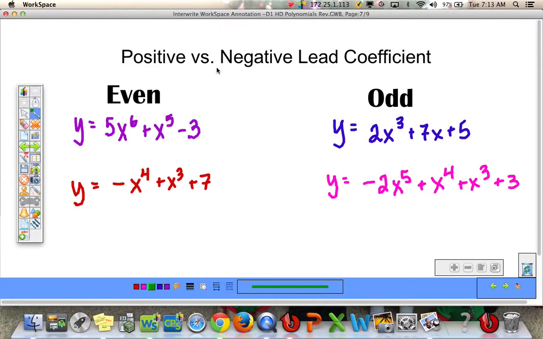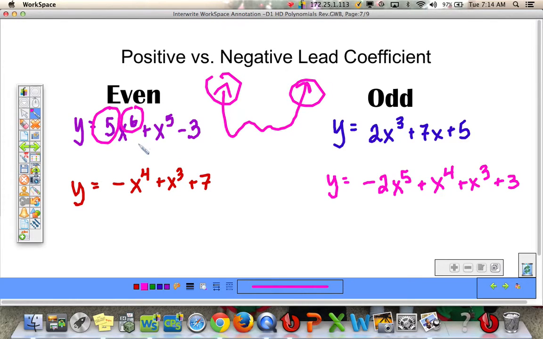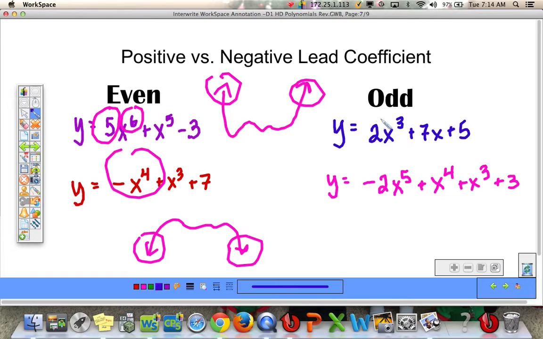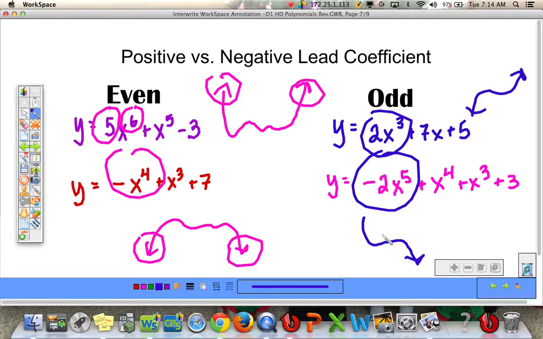So again, here it is, positive and negative lead coefficients, even and odd. So even are the field goal functions. This one has a 6 right here, so it's even. The lead coefficient is 5, so we know that both of the ends will be increasing. So our graph might look something like this, where it's field goal up. Here's an example of field goal down, so it starts decreasing, something happens, and then it ends up decreasing. For odd functions, this is bendy straw up, and this will be bendy straw down, so starting up and then eventually going down. So you have to know the end behavior, the left-hand and right-hand behavior.